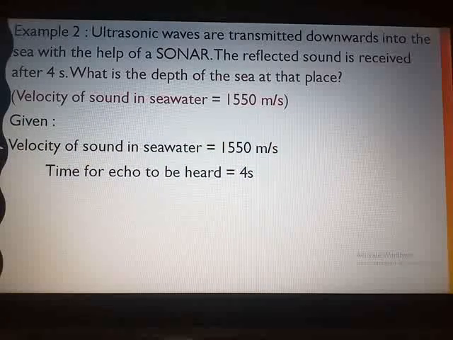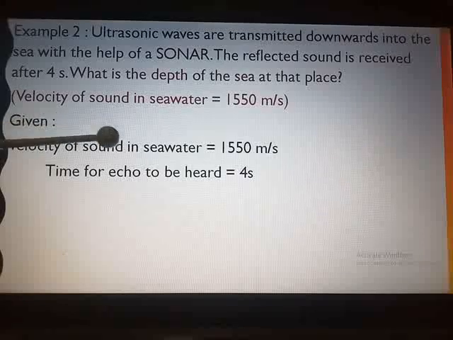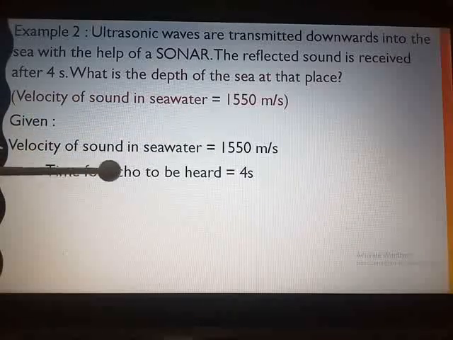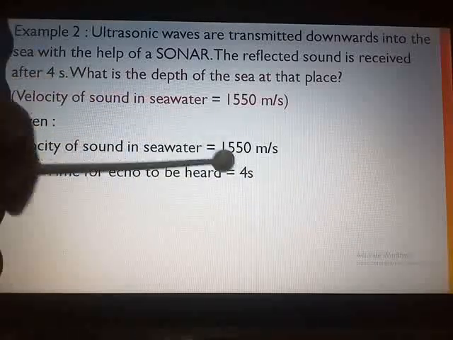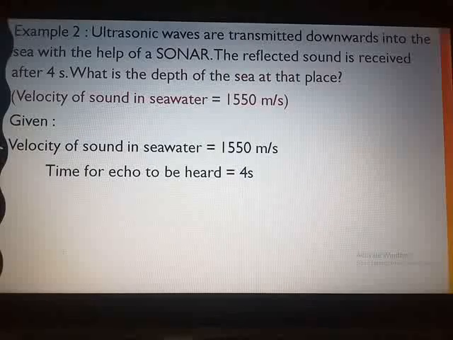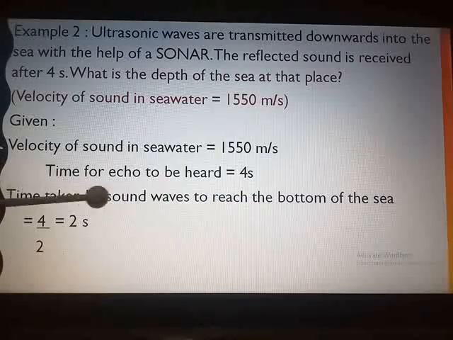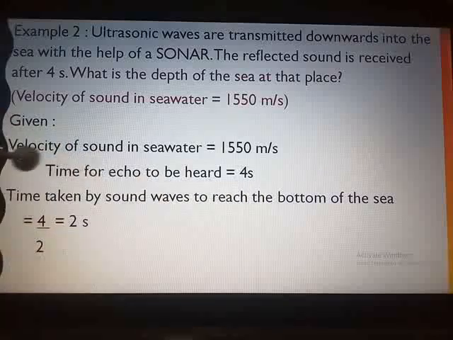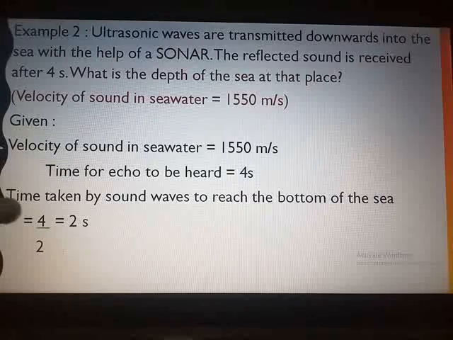What is given that we will write first. Velocity of sound in water is given. Time for the echo to be heard is 4 seconds. That is your given part. Time taken by the sound waves to reach the bottom of the sea is, see, when you are hearing it after 4 seconds, so to reach it will be divided by 2. So 4 divided by 2, that is 2 seconds.